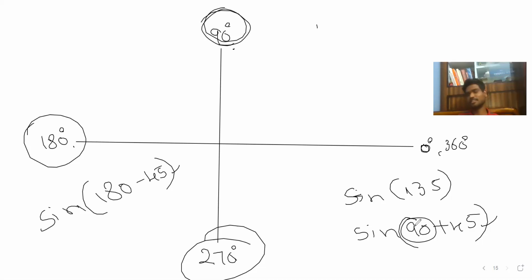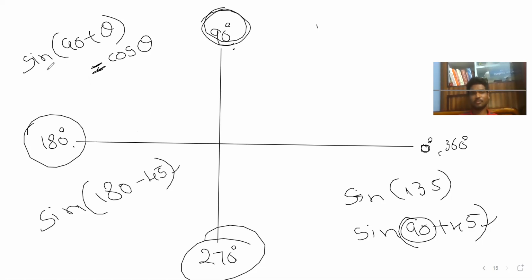Now here you have the compound angle thing, right? Sine of 90 plus theta is equal to cos theta. You have to know what happens when sine of 90 plus theta comes. Whenever there is 90 plus something, it just reverses: sine becomes cos, tan becomes cot, sec becomes cosec.